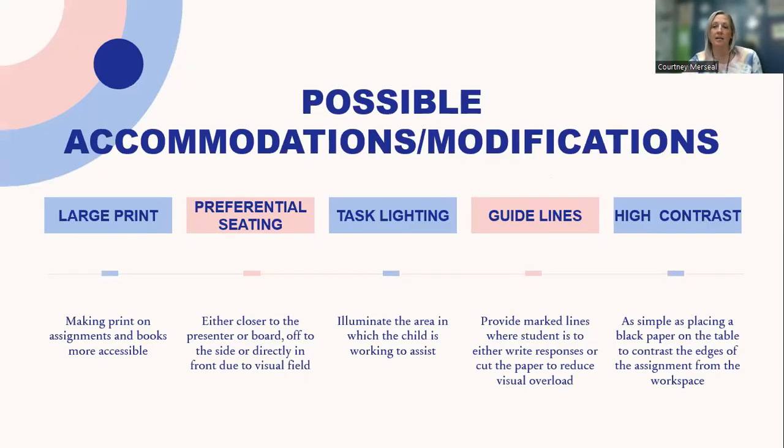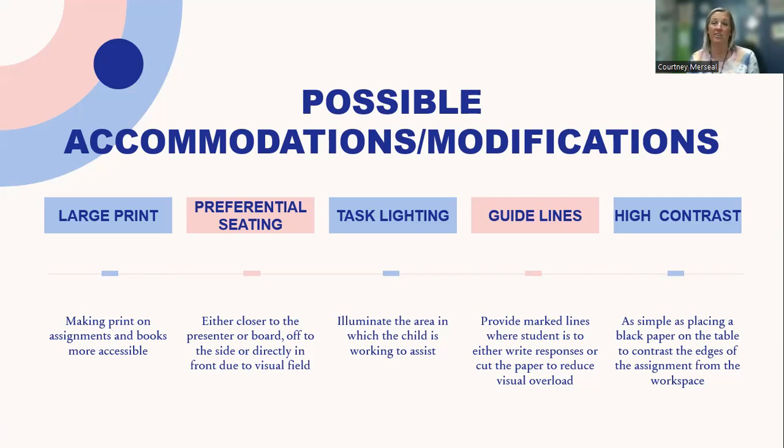Some possible accommodations and modifications that could be put into place for a student with a visual impairment would be to adjust the print size. So large print on assignments and books to make it less fatiguing and more accessible for them. Preferential seating, either closer to the presenter or to the board if they are having trouble at distances, or off to the side if they only have peripheral vision and they need to be off to the side so that they can look out of their visual field where they see best, or directly in front. So that would depend on the student's need.